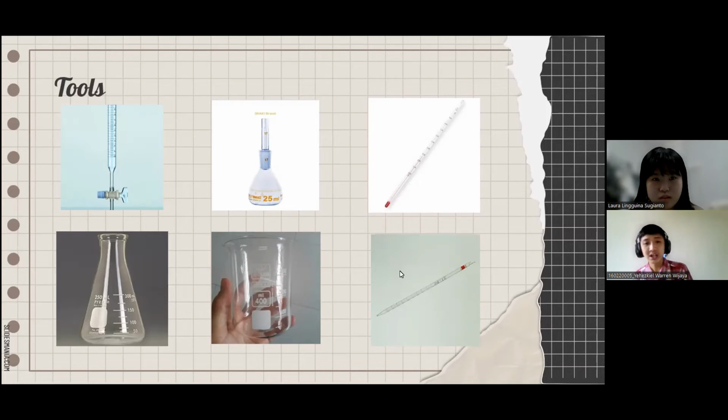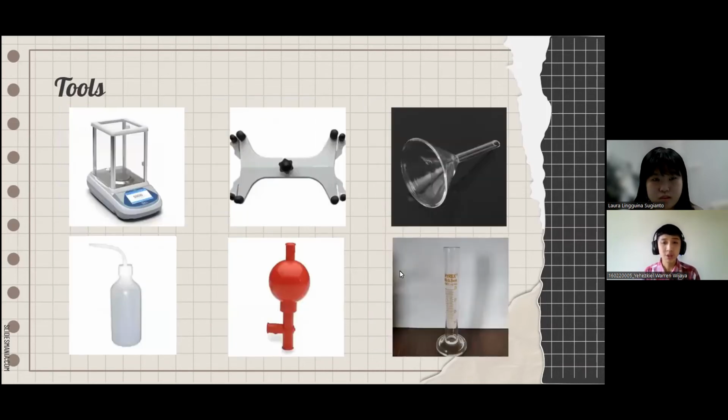7. Digital scales to measure the weight or load of a mass or a substance. 8. Buret clamp, clamping the buret during the titration process. 9. Glass funnel, a tool to move or put a solution into a container. 10. Aquadest bottle to store the aquadest. 11. Filler to suck up solution, which can be attached to a pipette base. 12. And the last is measuring glass to measure the volume of a solution or liquid accurately.